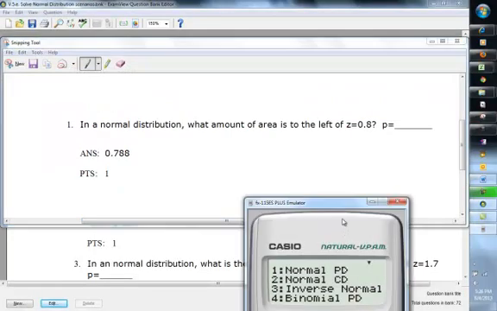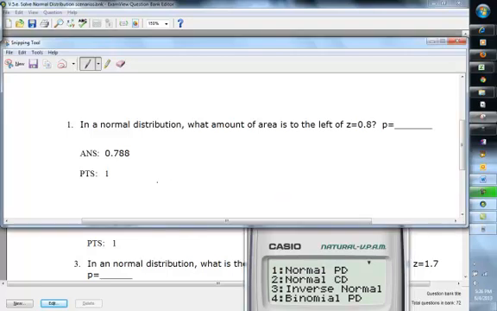In a normal distribution, what area is to the left of z equals 0.8? So you draw your normal curve. To the left of z is 0.8. 0.8 is above the mean because the mean is here at 0. To the left of that is in this section over here. Now, I always like to estimate how much of the curve that is. That looks to be more than 50%. So I'm going to say that's about 70%.